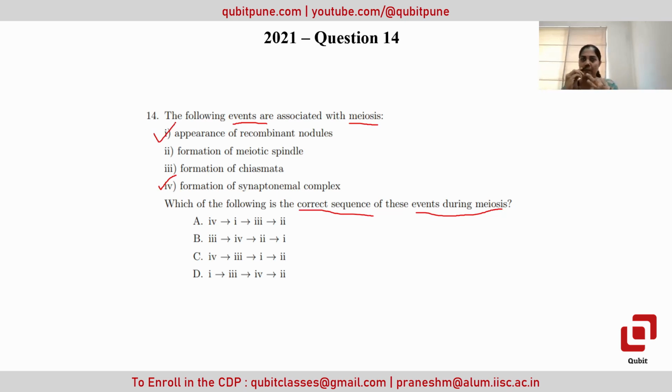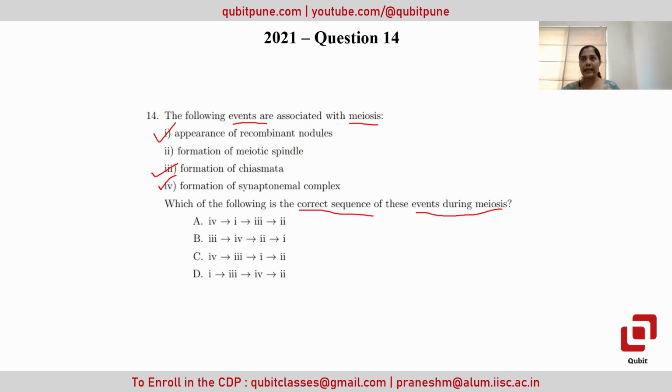So leptotene, zygotene, pachytene, diplotene. What is happening? The complete sharing with the non-sister chromatids will be happening, which is a recombination event, and that particular sharing will be called the formation of the chiasmata. It is the chiasma formation, which is the next case in diplotene.